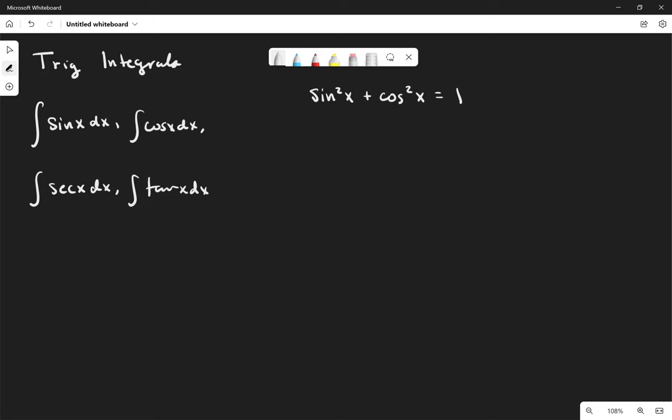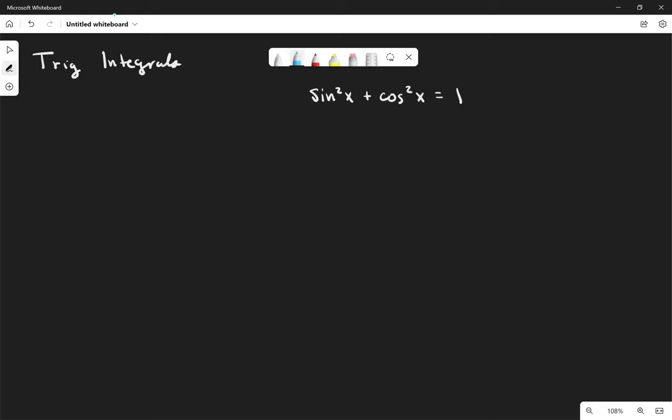But what if we have some more of these? What about like sine squared x? Or secant to the fourth power x, or something like this. So that's what we're going to be talking about today. And there's two things that we need to remind ourselves of. There's two trig identities that become really, really helpful here.